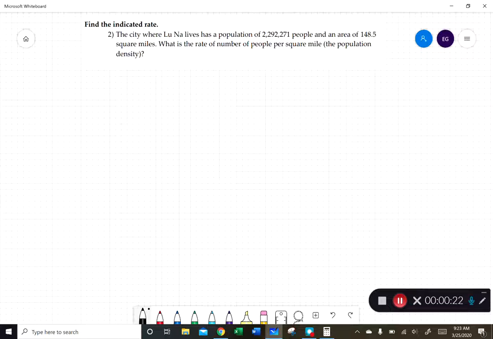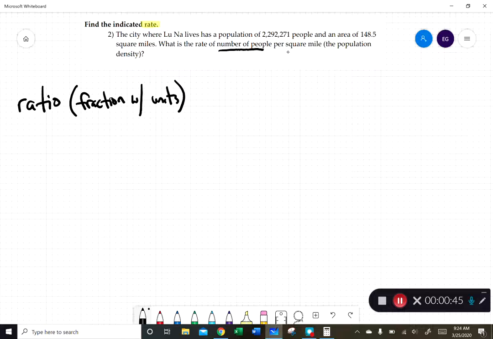All right, so before we start the calculations, let's focus in here on the word rate. So we've talked about ratios. A ratio is a fraction with units. And so that fraction would be the number of people and square miles. So let's say people over square miles. And we're given that there are 2 million.